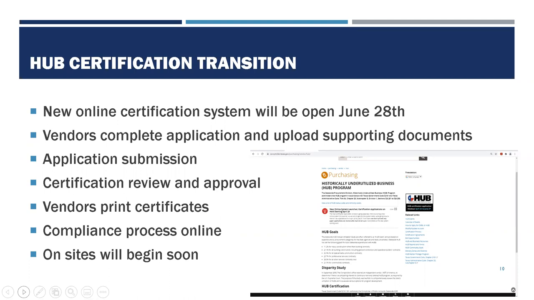Once a HUB vendor is certified, they're approved in the system and they're listed in the HUB directory on the centralized master bidders list. The vendors can go into their record on the HUB certification system and print their new certificates. The statewide HUB program will randomly choose HUB vendors for compliance reviews. And we will complete those on the new online system.